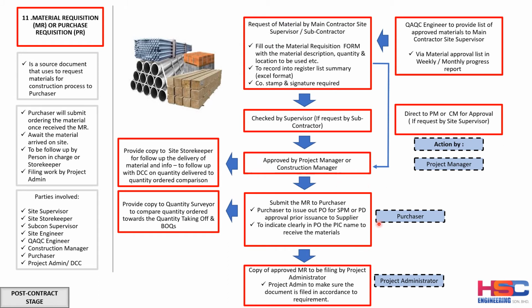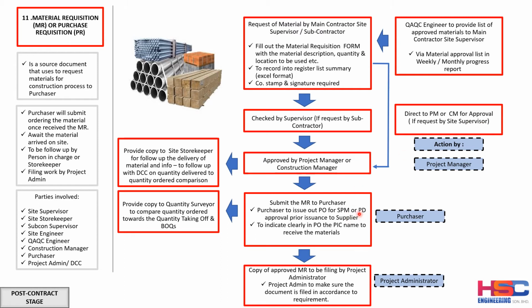The approved MR will also be passed to the purchaser, and the purchaser will issue a PO for the senior project manager or the project director's approval prior to issuance to the supplier, and clearly indicate in the PO the PIC name to receive the material. Normally the person in charge who will receive is the person who requests, either the supervisor or the subcontractor who requests to buy through the main contractor. As I just informed, if the MR is raised by the site supervisor, the project manager and the construction manager need to check.